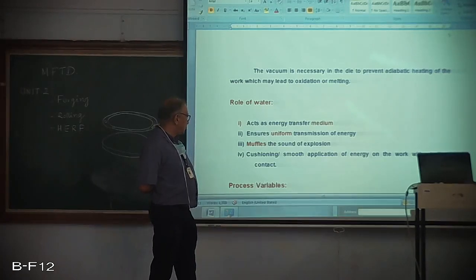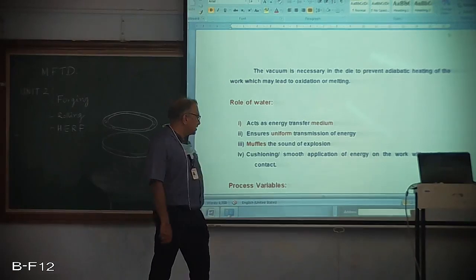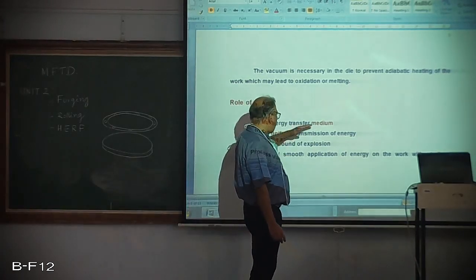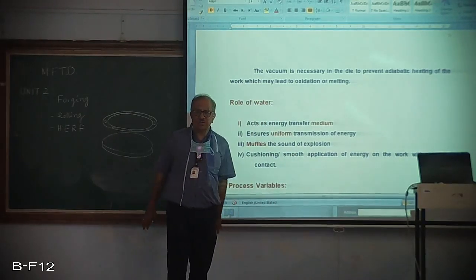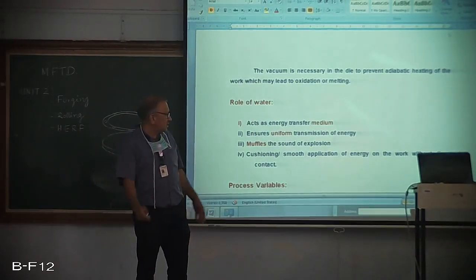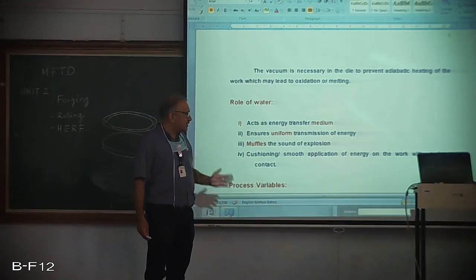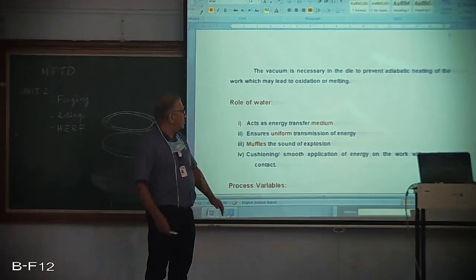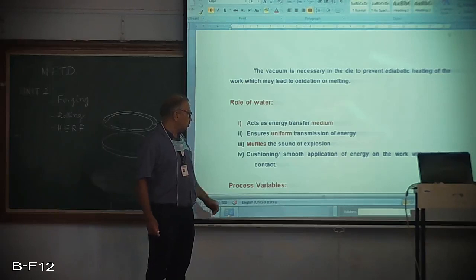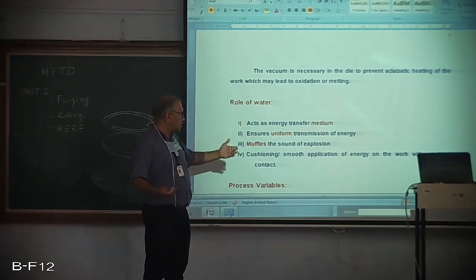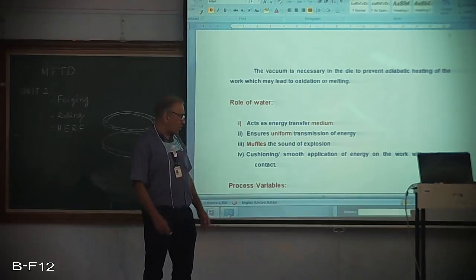And one more important function of water is that the application of energy is, apart from being uniform, it is smooth because of water. Application is smooth. In the absence of water, it would be harsh application, which might not provide required finish on the workpiece. So this is another issue involved here. So there is a cushioning or a smooth application of energy on the work without direct contact.